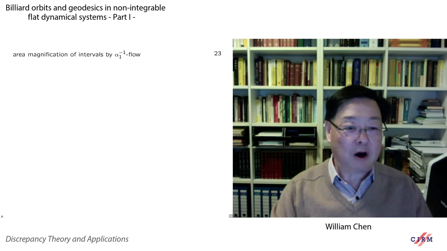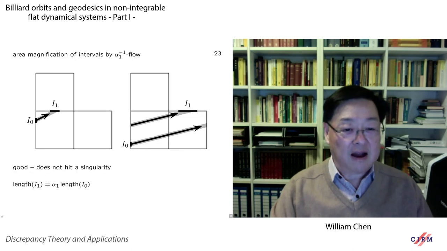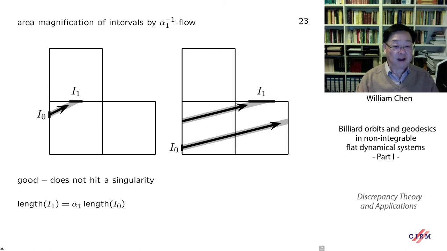Next, let me explain the area magnification of intervals. Let's start with an interval I0, which is on a vertical edge of a square face, and we project it by the flow given by the direction 1 over alpha 1. Here, in these two pictures, we say that I1 is good in the sense that I1 sits within the same horizontal edge of a square face. And we can easily calculate the length of I1. It is magnified from the length of I0 by a factor alpha 1.